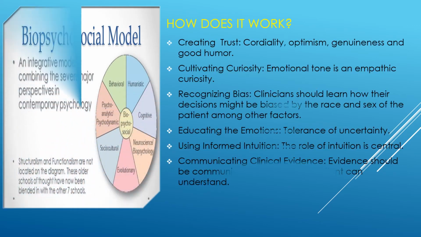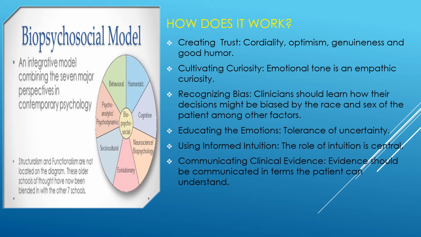Okay, so we have all of this information, but what can we do to make this work? It's all about creating trust. A person is going to start trusting you if you treat them with cordiality, optimism, and good humor, right? Cultivating curiosity. Be an open-minded person and get ready to expect the unexpected. Recognizing bias is so important. We should learn how our decisions might be biased by the race and sex of the patient.